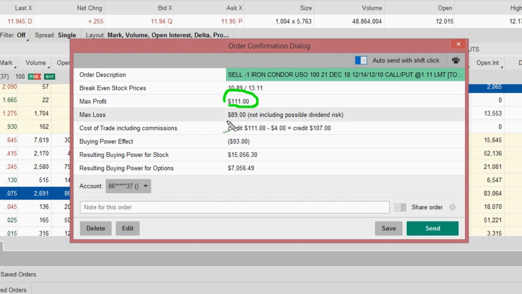And then our max loss in this trade would be $89. Now that's the difference between the strike prices, so this is a $2 wide iron butterfly. We're receiving a $111 credit, so the max loss in this case would be $89.